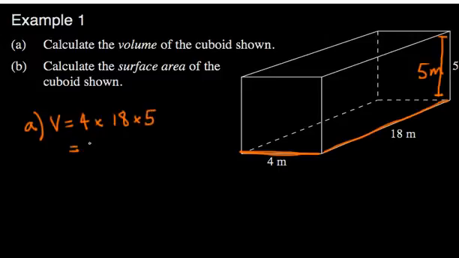If I multiply all these together, I'll find that it's 360. But what are the units? Well, because I've got meters once, twice, and 3 times, and I'm multiplying them together, it becomes meters cubed.